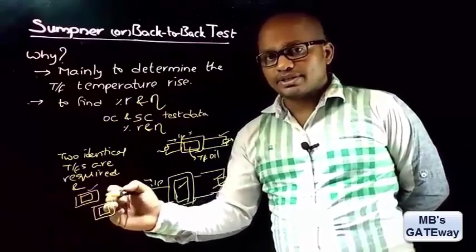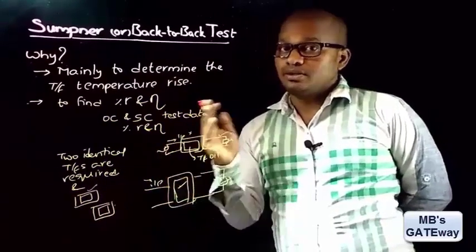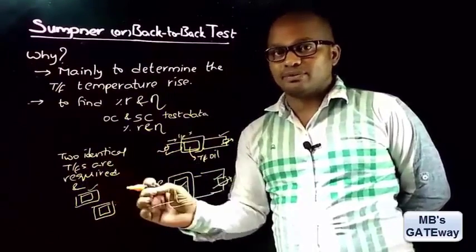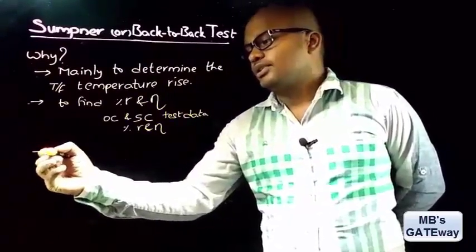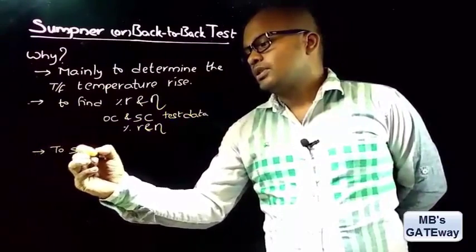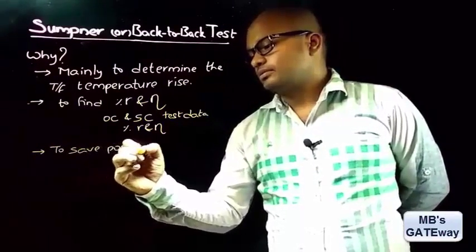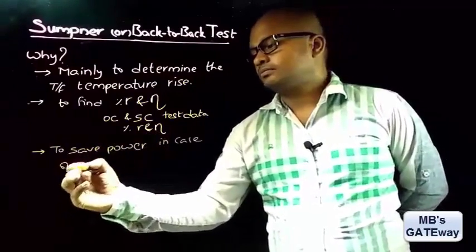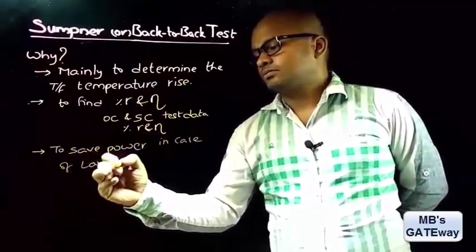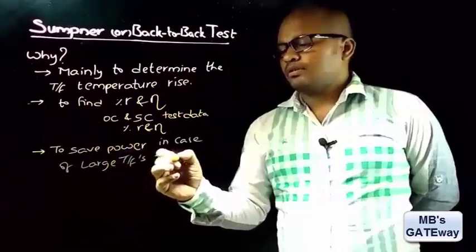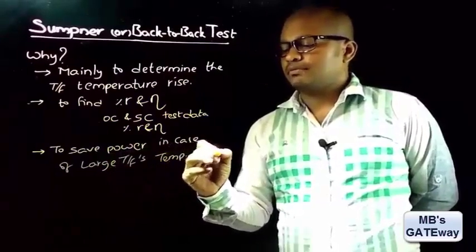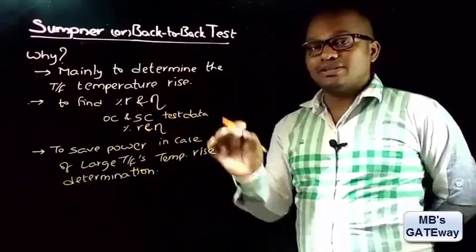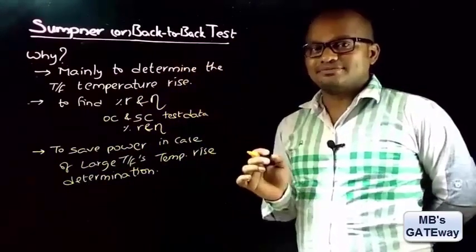So in the case of Sumpner's test, there is no requirement to connect a load, because the transformer itself acts as load on the other transformer. Therefore, the third reason is to save power in the case of large transformers' temperature rise determination. So these three points tell us why to use Sumpner's test.